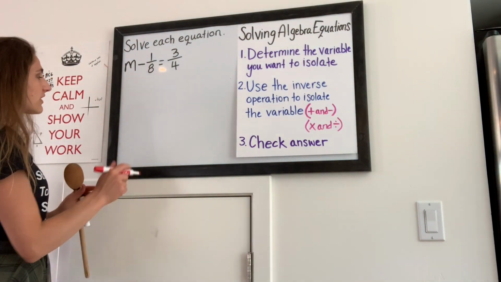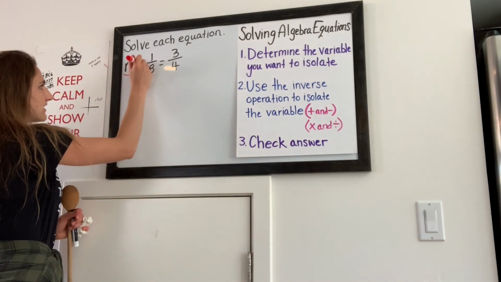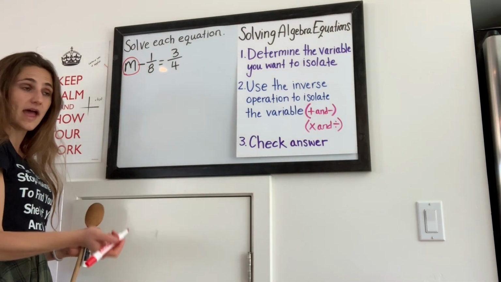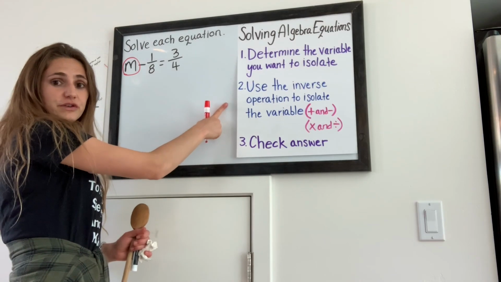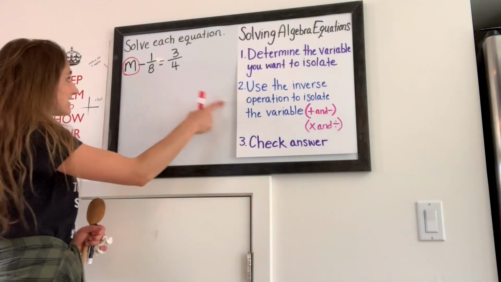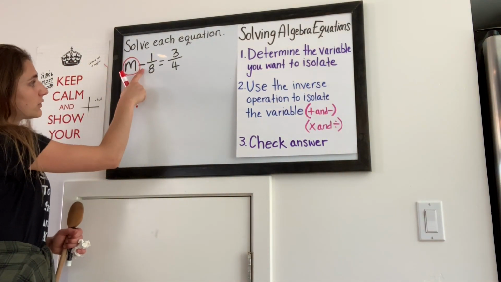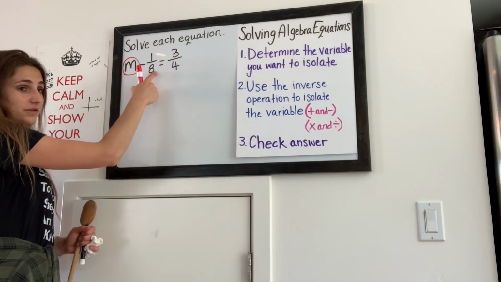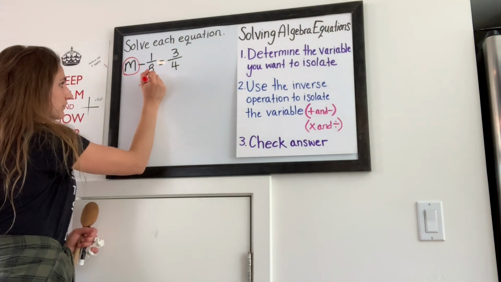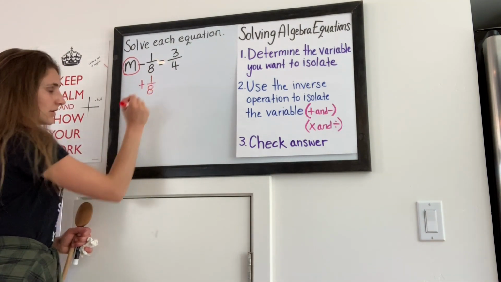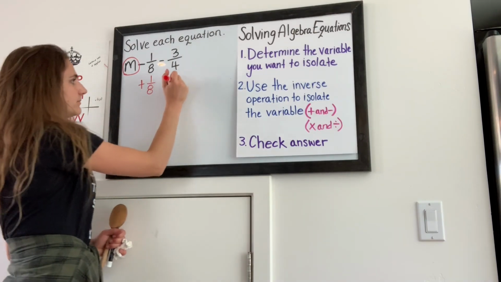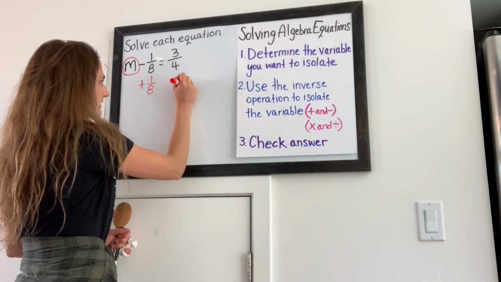All right, step 1 tells us to determine the variable we want to isolate. In this case, the variable is m. Step 2 asks us to use the inverse operation to isolate our variable. So instead of subtracting 1/8, I'm going to do the inverse, which is add 1/8. Okay? Whatever I do to the left side, I have to do to the right side.